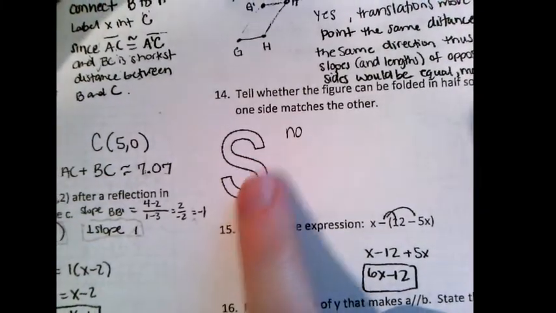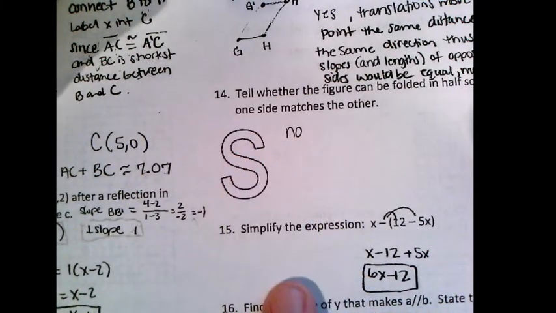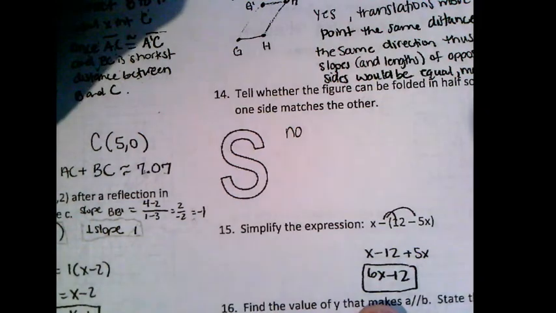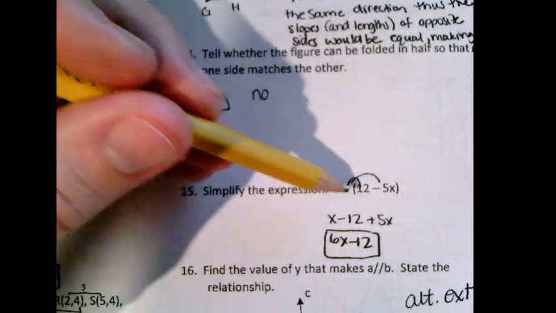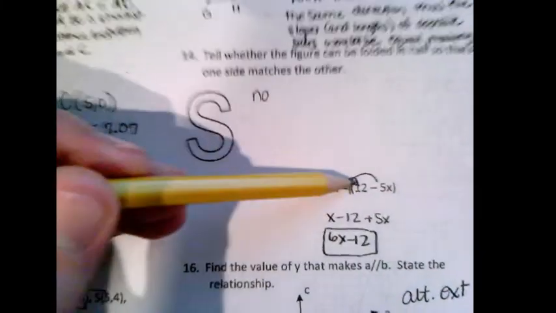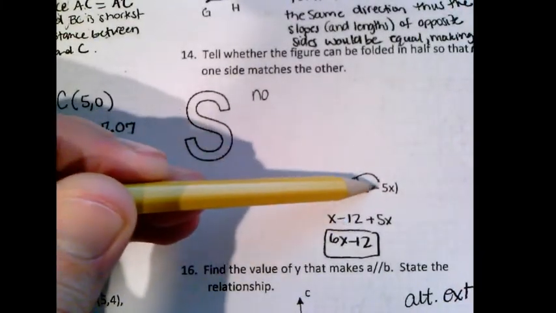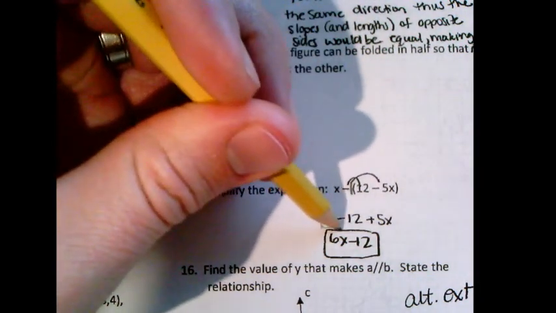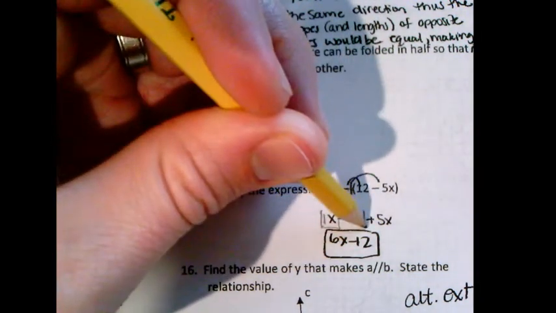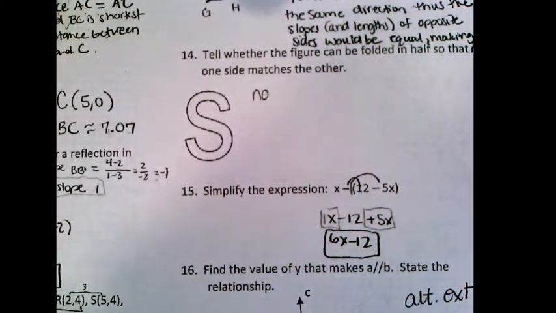So 14, this has no lines of symmetry. There's nowhere I can draw a line through it. 15, when you simplify that, the important thing to remember, a lot of you guys will make a mistake on, what you're distributing is a -1. So -1 times 12 is -12. -1 times -5x is plus 5x. And then you've got 1x plus 5x. And that's where I get the 6x minus 12.